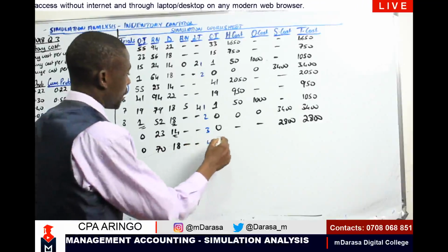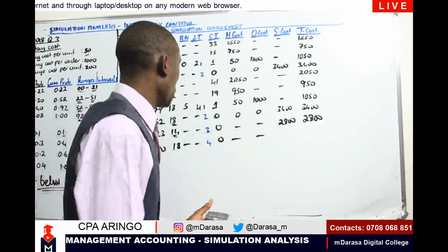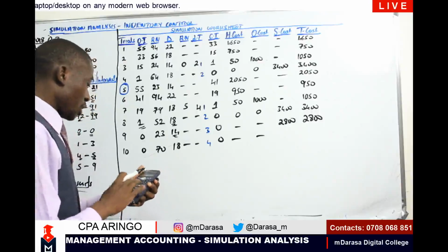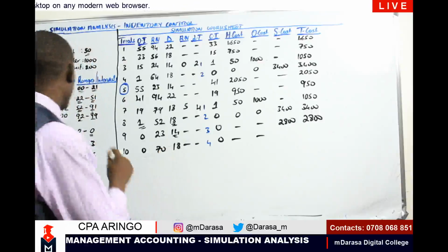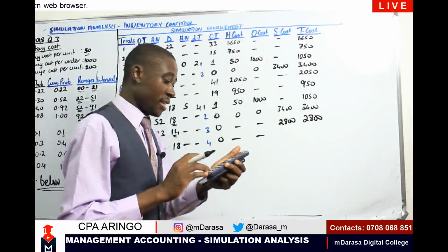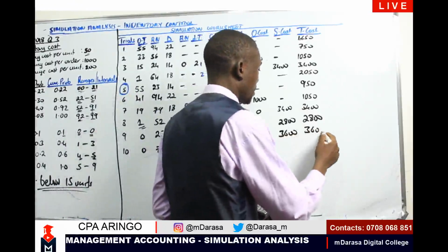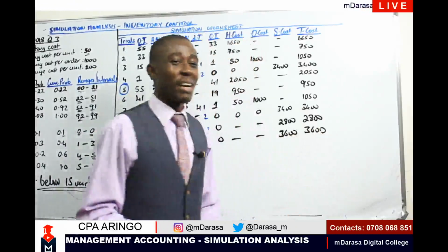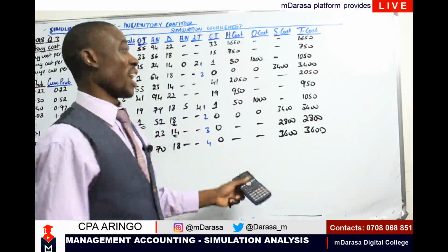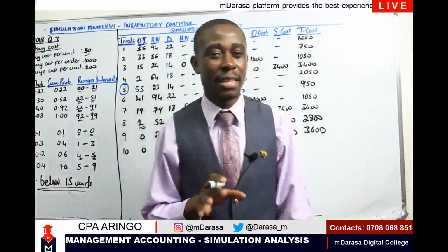Still, I don't have anything in store. I should be talking of 18 units here, so 18 being our shortage. We multiply by the shortage cost per unit, which is 200. That should give us 3,600. So, my good students, this is our simulation worksheet, and what the examiner wanted us to determine in the first case.